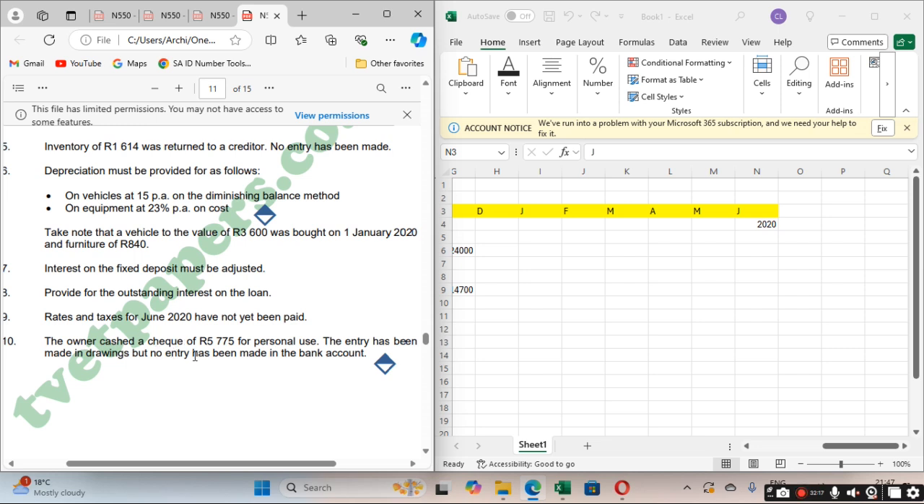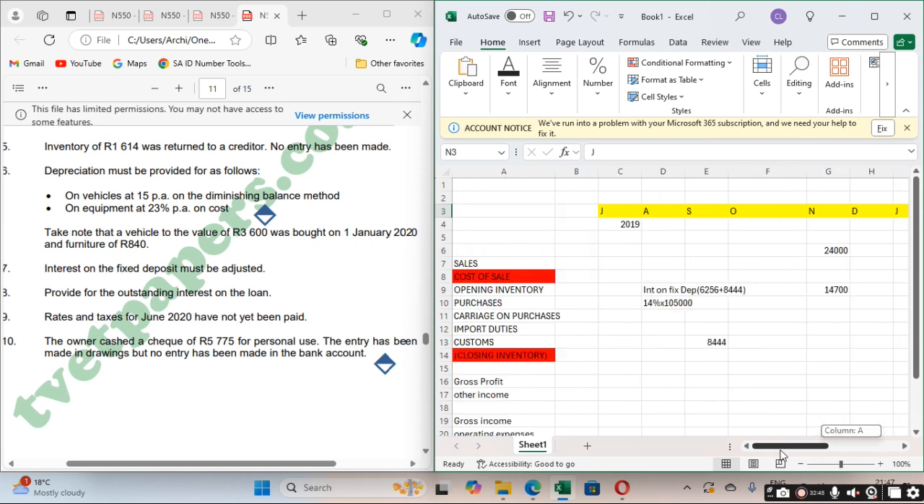So this transaction doesn't affect our income statement at all, unless they had said the owner took inventory. If they said the owner took inventory, then this amount you are going to minus it from your purchases. But now, since they took money, they took cash, this transaction doesn't affect our income statement. So that's pretty much that for this question paper.